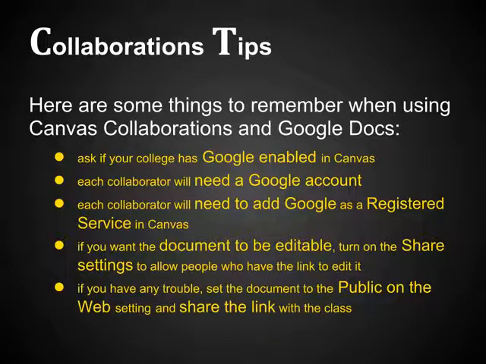Each collaborator needs to have a Google account. We attempted to do that. Some of you were successful, some of you already had accounts, okay? Each collaborator needs to add Google as a registered service in Canvas. So that means you and all of your students. Each person needs a Gmail account and needs to go into their Canvas profile and add Google as a registered service. And you could make that a little integrity video recording. They could do that on their own before they come, or you could do it with them in the classroom.